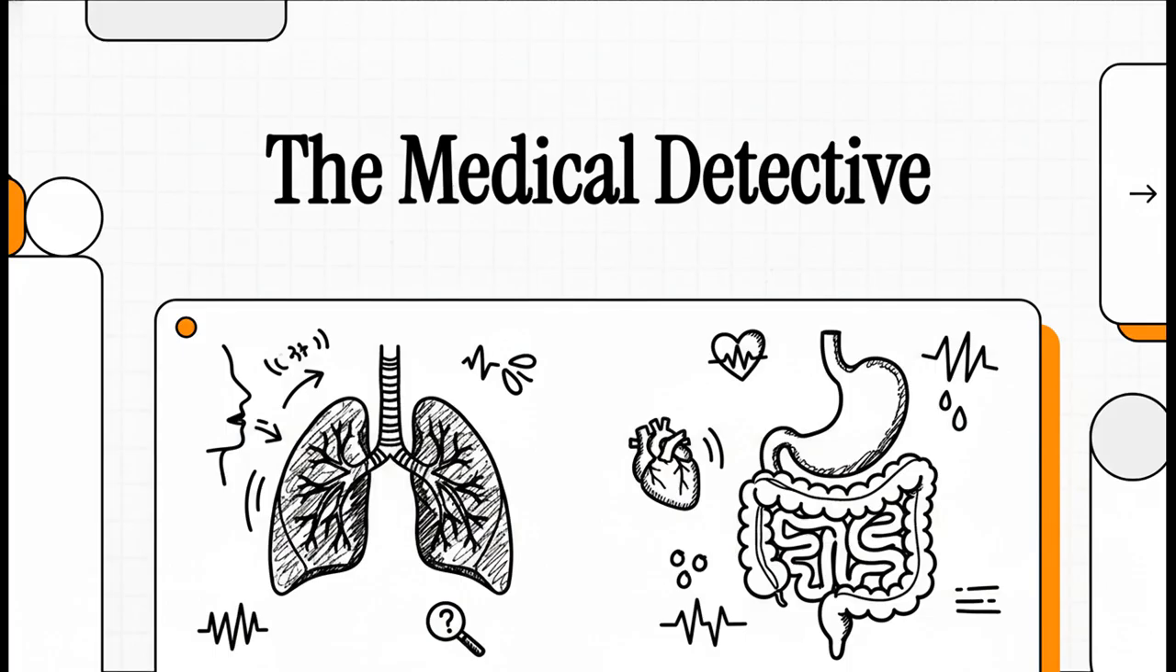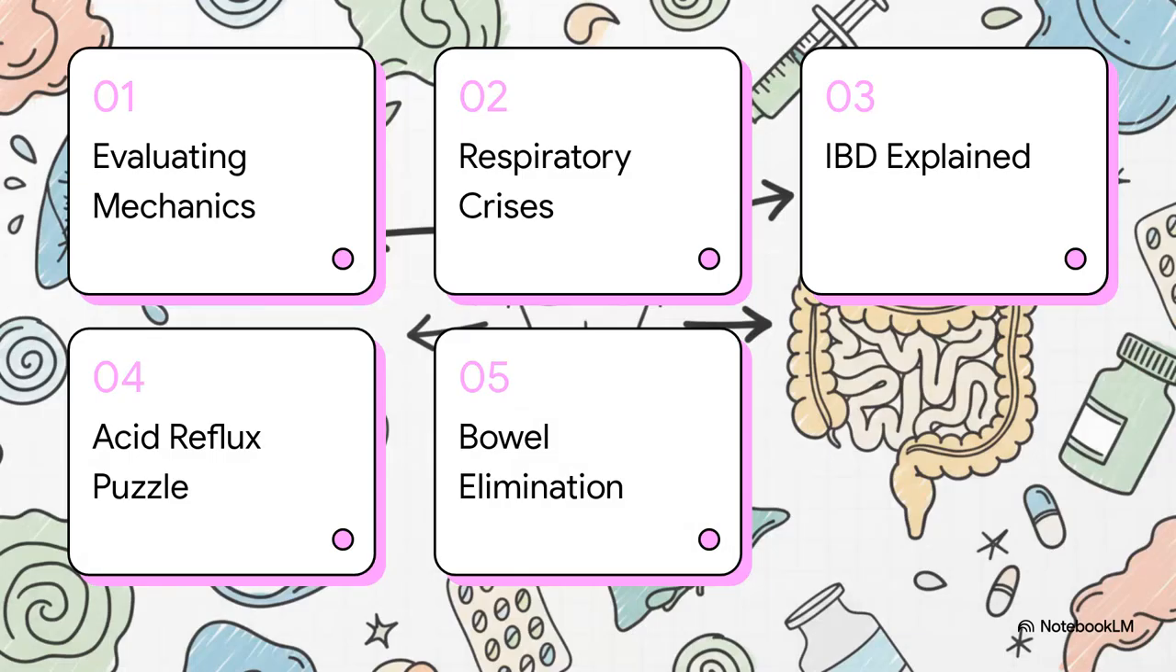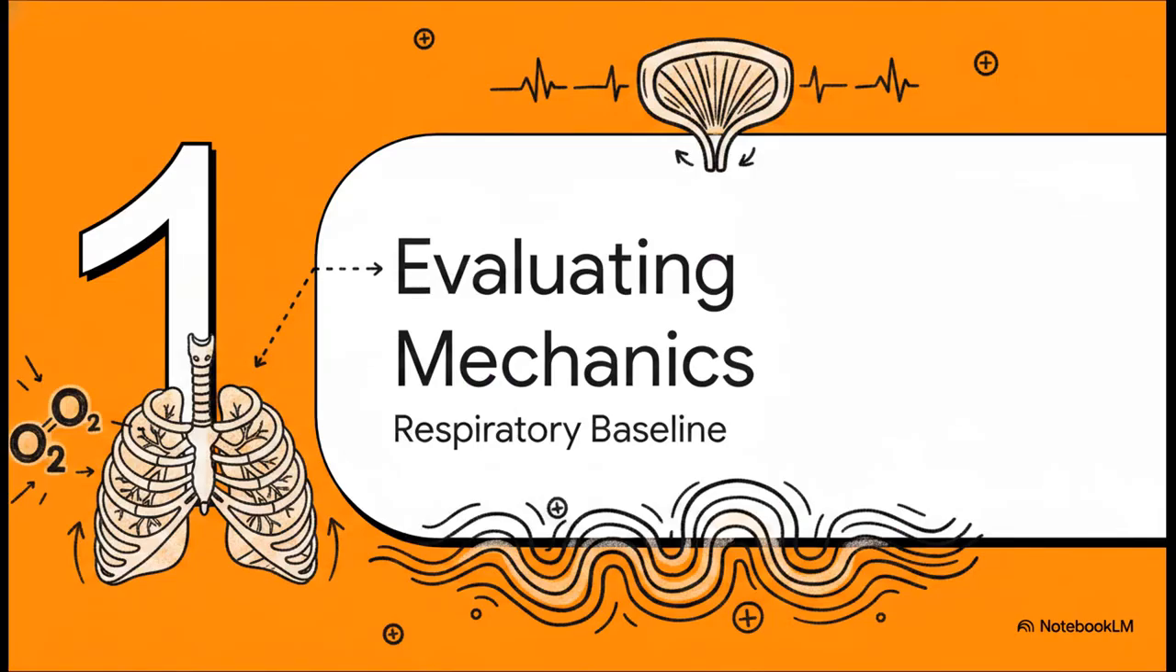Today, we're going to look closely at two major systems, the respiratory and the gastrointestinal systems, and learn how to read the vital clues they're giving us. Let's dive in. Here is our roadmap for today. We'll start with evaluating respiratory mechanics, then see some respiratory crises in action. From there, we'll move down the body to explain inflammatory bowel disease, tackle the acid reflux puzzle, and finally, managing bowel elimination.